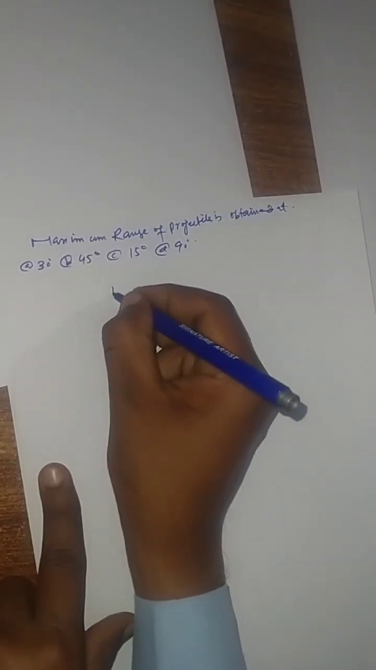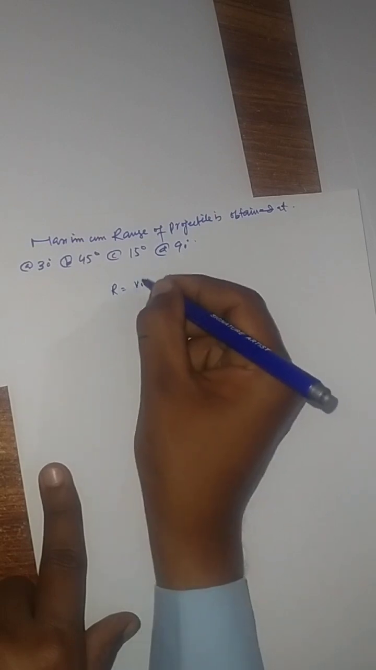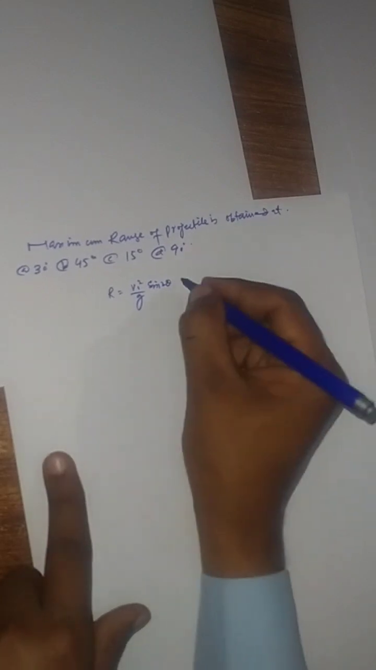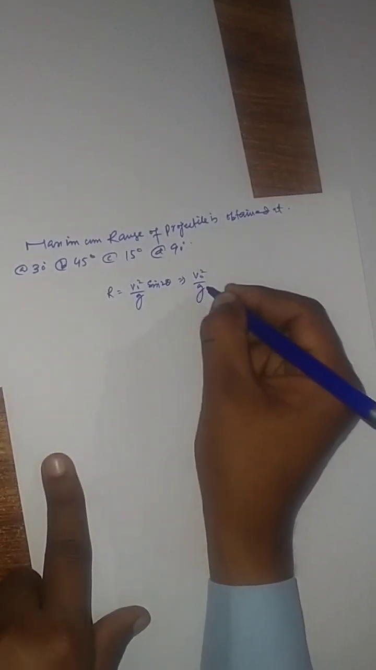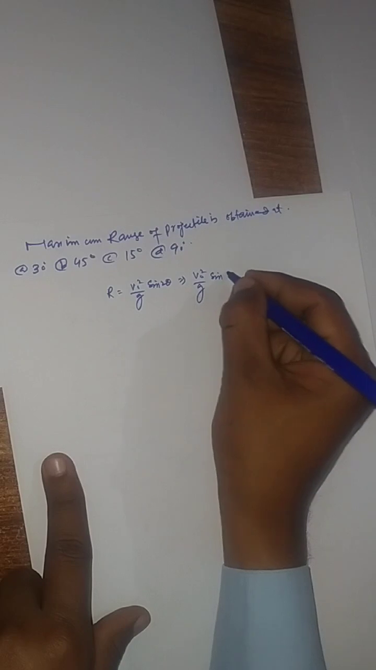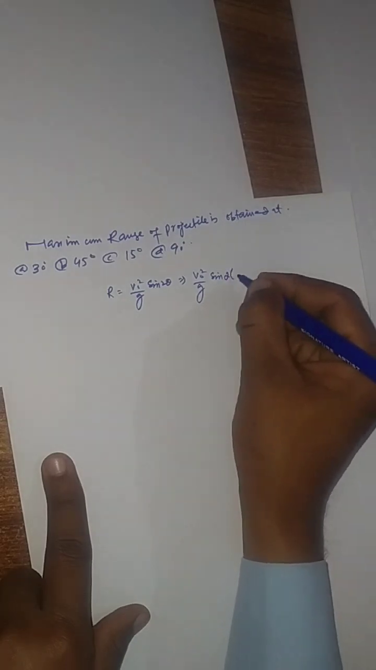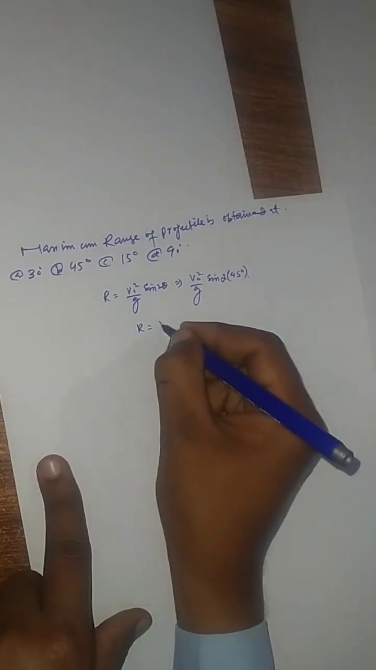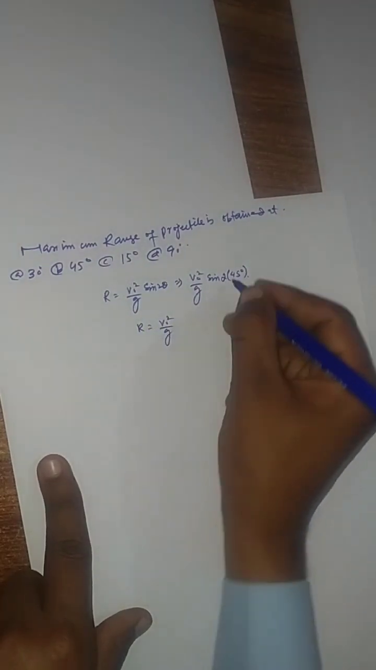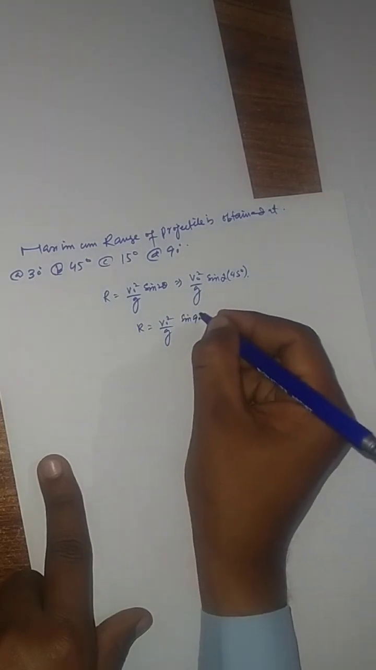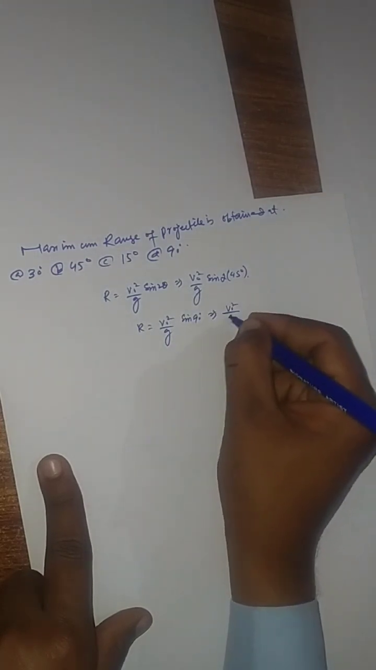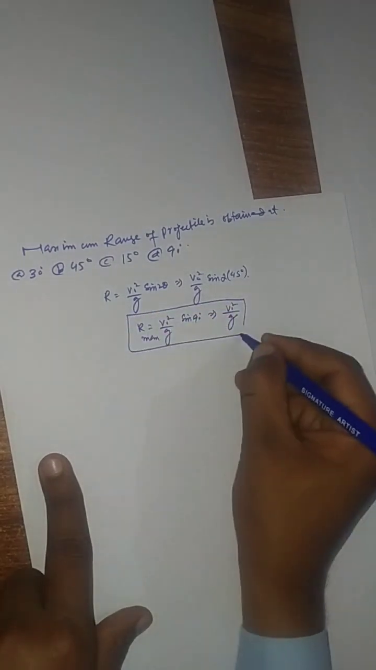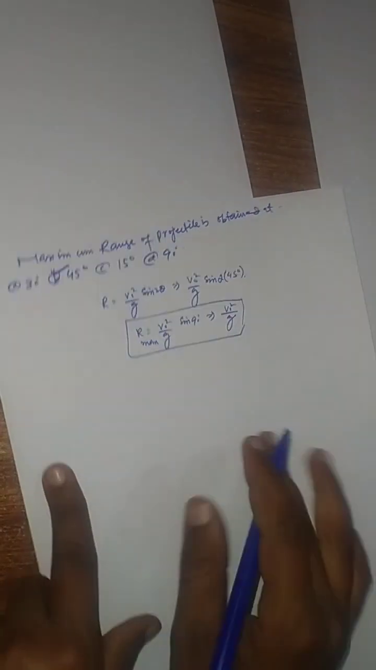Then let us see, R is equal to v naught square over g sine 2 theta. This will be v naught square over g and sine 2 into, let's say, 45. So R will be equal to v naught square over g sine 90, and sine 90 is equal to 1, so R is v naught square over g. This is the maximum range and it is obtained whenever the angle is 45 degree.